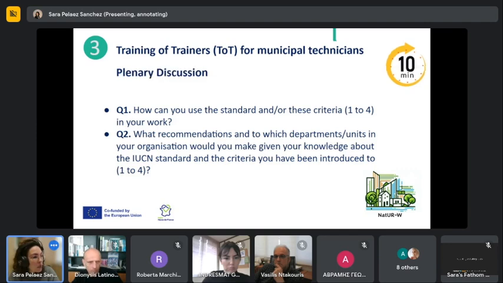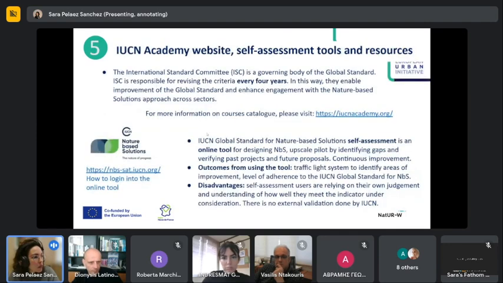And I will move to this part. I was saying that this standard is reviewed every 4 years, and now they are in the process of reviewing it. And you can always visit the IUCN Academy for more information on the whole catalog of courses available.